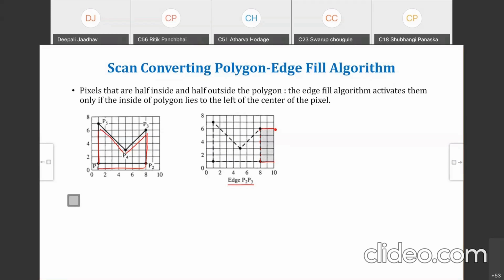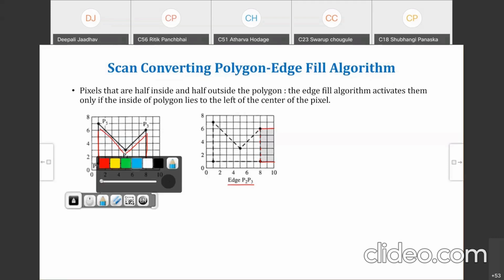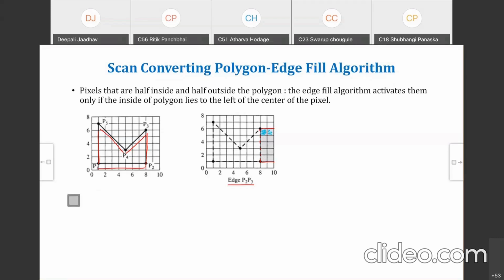Okay, so this edge we are considering. So these pixels we are complementing. Complement all these pixels. Complement means convert background color to foreground color, or polygon color to background color. Now all of these are in the background color white, so complement means make it the polygon color. Suppose I want to give the polygon color as blue, so make all these blue. Okay, so that is about the line P2, P3.